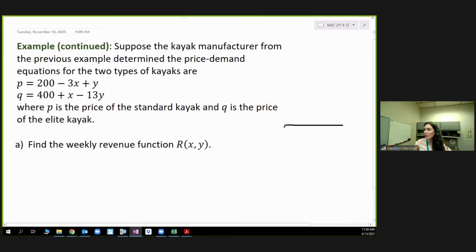Just as a reminder, in one dimension, we've done this a lot in this class, revenue is the number of items we're producing times the price that we're selling them at, or the number of items we sell times the price that we're selling them at. So if we are finding the revenue function for two things, we can think of it as the revenue we're getting from the standard kayak plus the revenue we're getting from the elite kayak. So we have two sources of revenue now.